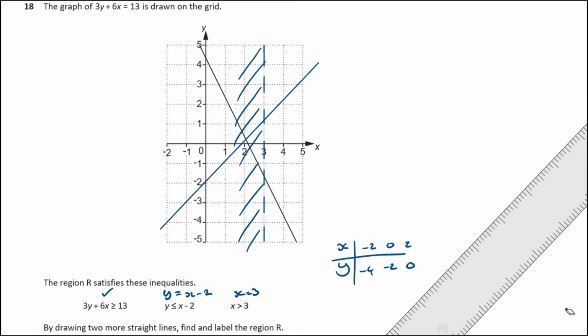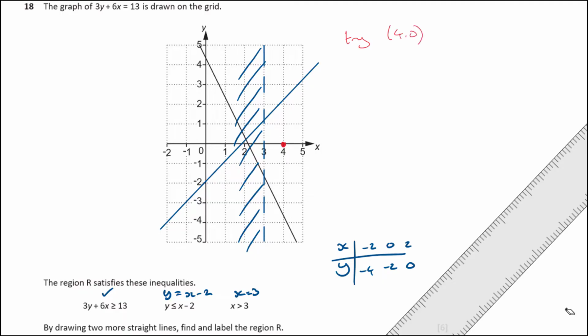What's sometimes handy is to pick a reference point. So I'm going to pick that point there, (4, 0), and I'm going to sub it in each of the inequalities to see if it's true or not. So I'm going to try (4, 0).